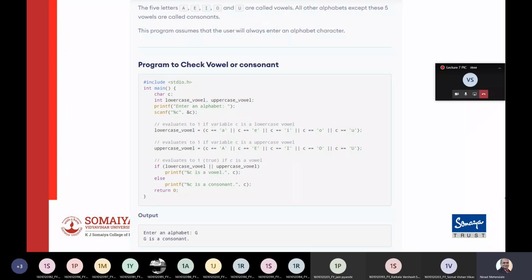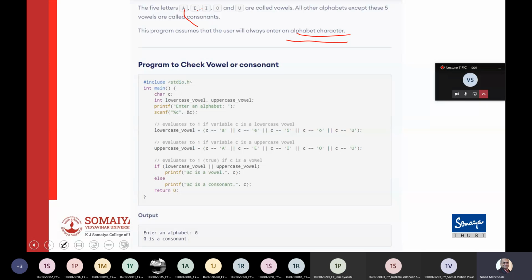Now there are 5 letters A, E, I, O, U, which are called vowels, and all the other alphabets other than these 5 are called consonants. Basically, this program will assume that the user will only enter an alphabet character. Okay, so let's start with the program.